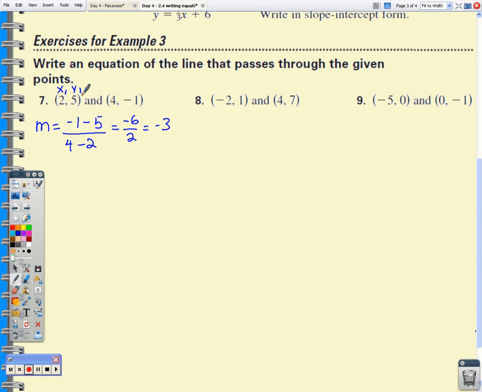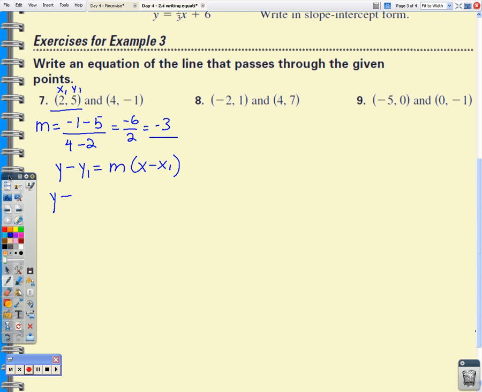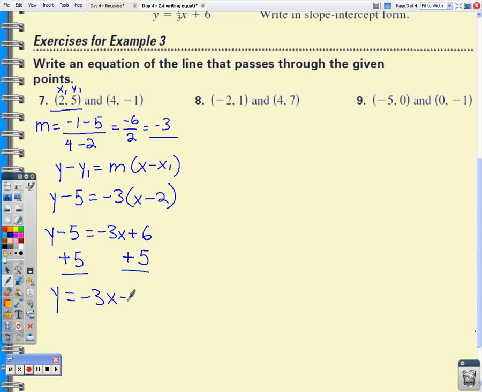Make that x1, y1. And we're going to use the same formula we used before for point-slope, because we have a point and a slope. So it's going to be y minus 5 equals negative 3 times x minus 2. We're going to distribute the negative 3. Then we're going to add 5. And our final answer is going to be y equals negative 3x plus 11.